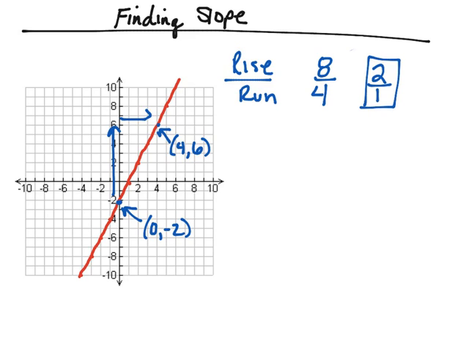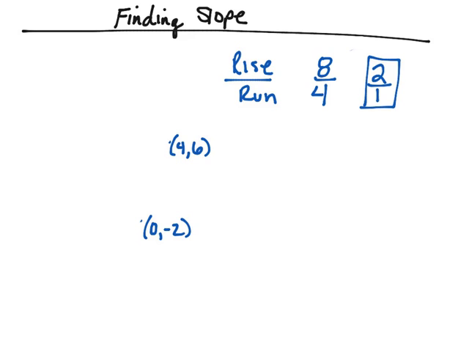Now, the truth is, we don't even need the graph. We can simply just use the 2 points. So what I'm going to do is strip away everything except for these 2 points. Alright? So all I've got are these 2 points. I'm going to go ahead and write those 2 points down. 4, 6, and 0, negative 2. And I'm going to show you that we can find the same slope of 2 over 1 simply using the 2 points without having to look at the graph.